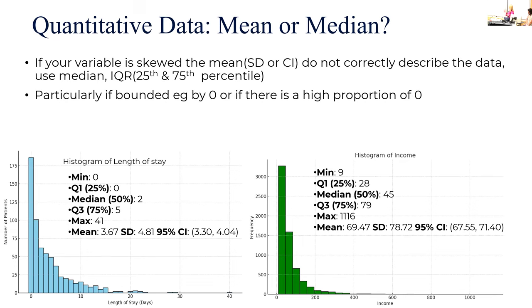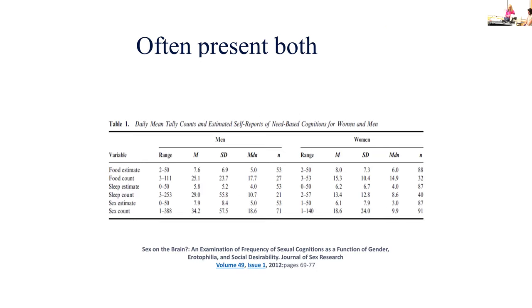If actually the median stay is only 2 days, then it makes a big difference to some of the decisions you might want to make in planning for that hospital. So these things can have real consequences in the real world. And so you need to be careful about how you're describing the data. If you're concerned or not really sure what to do, often you can present both.